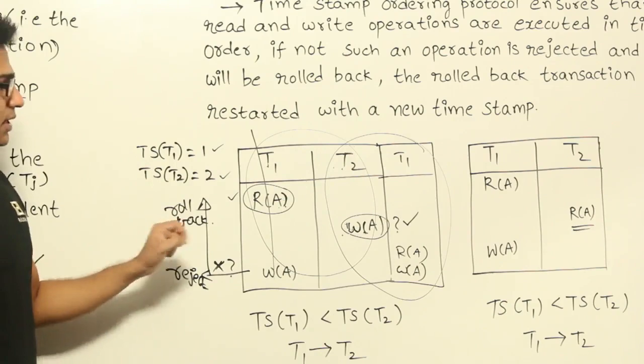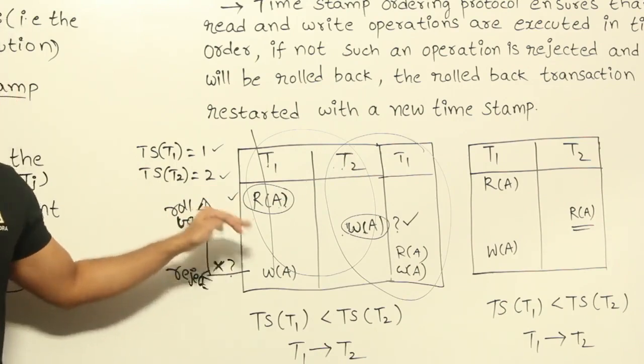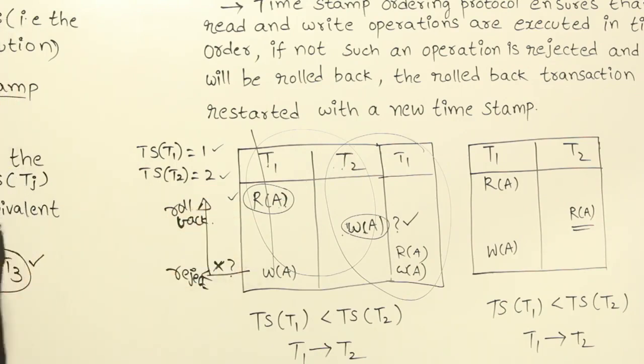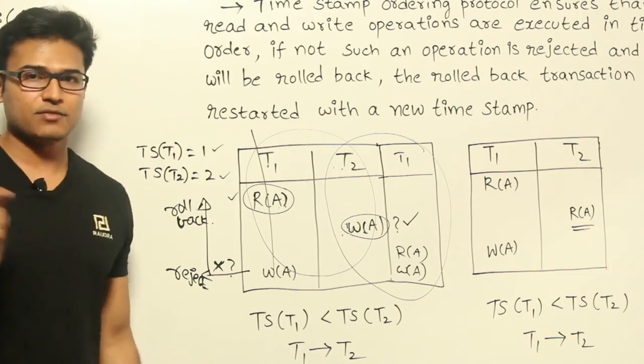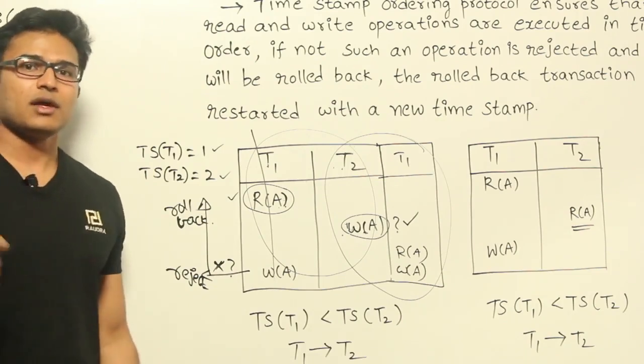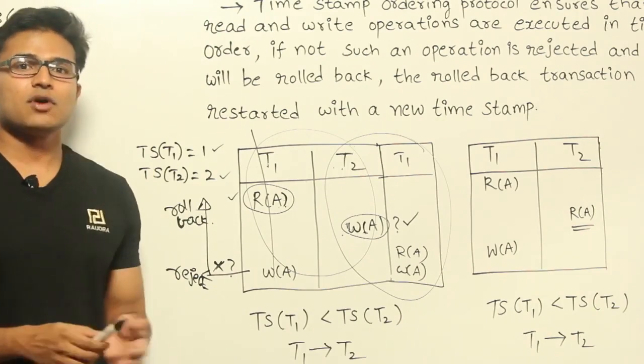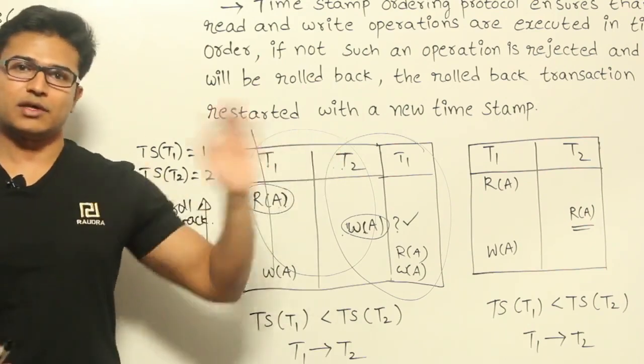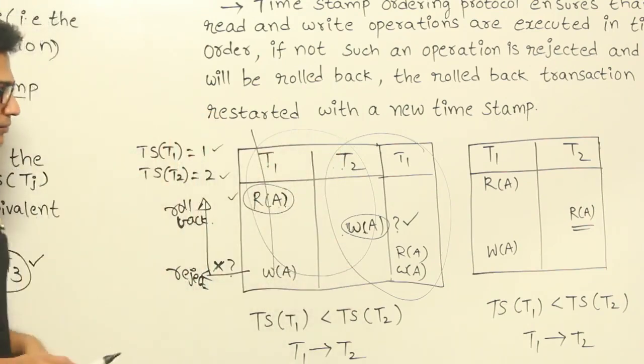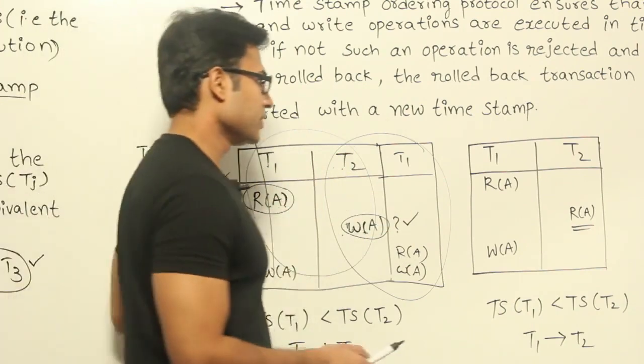So in this case, whenever you are trying to perform some operation, at every point you should stop and make a decision whether to allow this operation or not, and it will be allowed only if the conflicting actions are in increasing order. Otherwise it will be rolled back. Got it? Okay, let's look at one more example here.